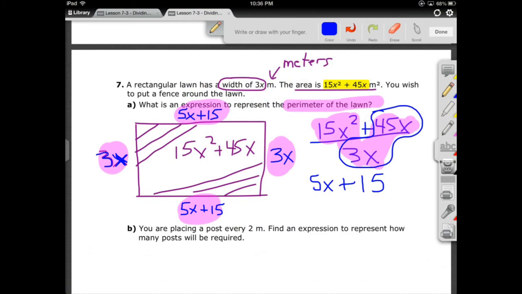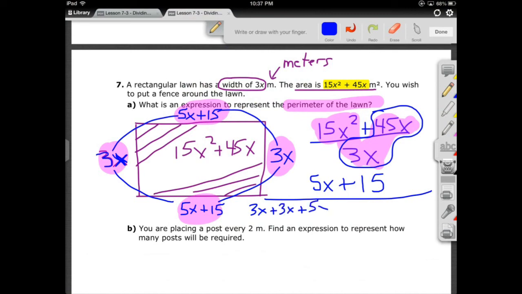Okay, well, perimeter means that we have to add all of these up. Now, using mathematics, we have to say what the final answer is. So what do we have? Well, we have a pretty big expression. We're going to need a little bit of room. Where am I going to put this? We've got 3x plus 3x plus 5x plus 15 plus 5x plus 15. So that accounts for every side.